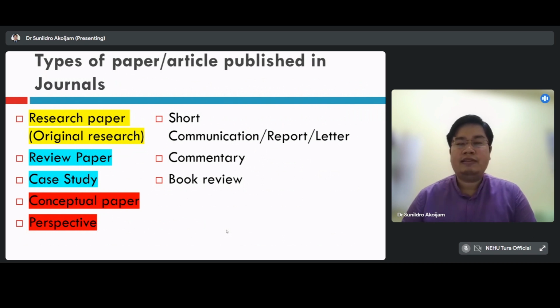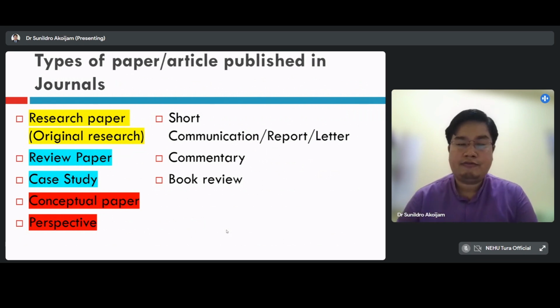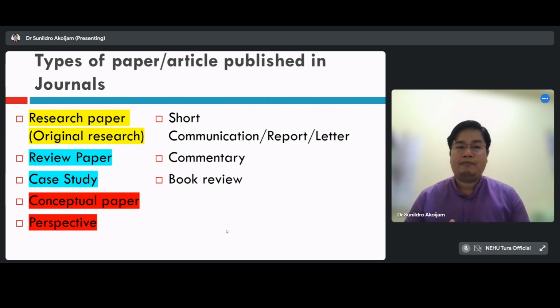Next, if we move further, you can see in blue highlights that there are two categories: review paper and case study. These are comparatively more challenging than the first type, and they can be written by researchers who have gained certain experience of writing papers in a particular domain. So let me tell you about these two categories.